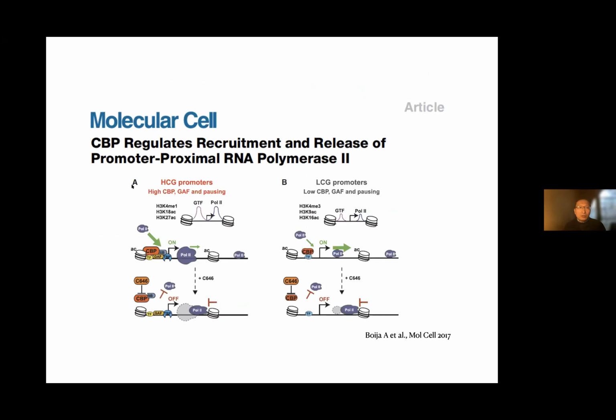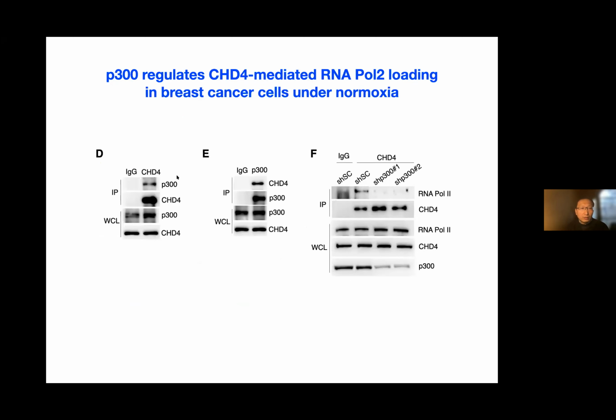A previous study showed that the histone acetyltransferase CBP is involved in RNA-Pol II recruitment to target genes. So we wondered whether this also happens on the HIF target genes. We saw that CHD4 can physically interact with P300 in breast cancer cells. But when we knock down P300, we found RNA-Pol II and CHD4 binding is blocked, suggesting that P300 controls CHD4-mediated RNA-Pol II recruitment to the HIF target genes.